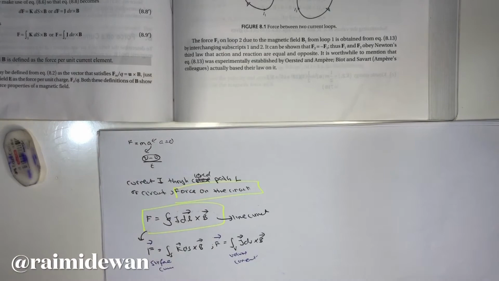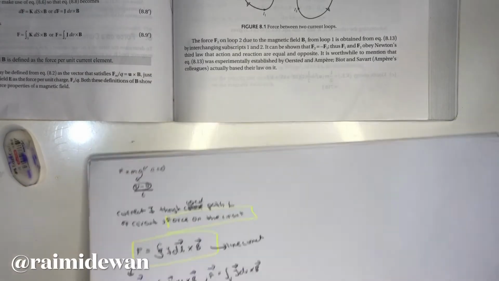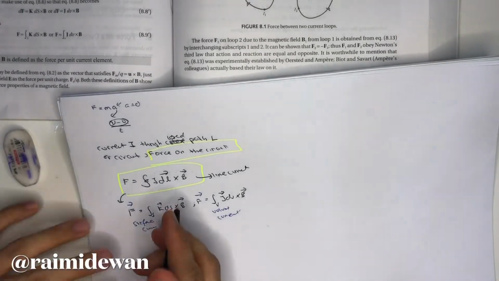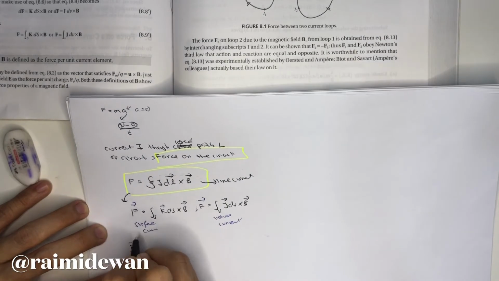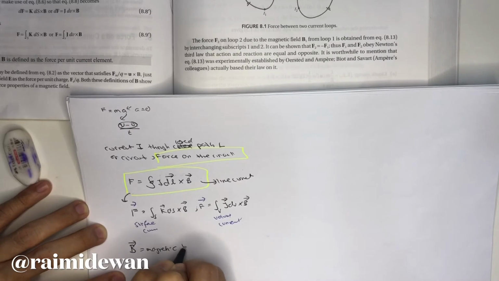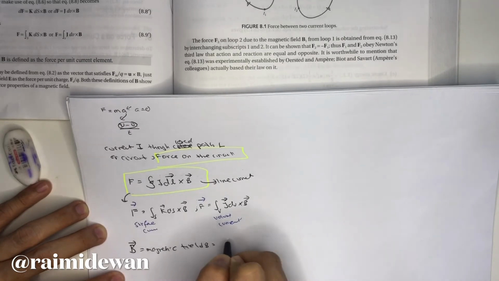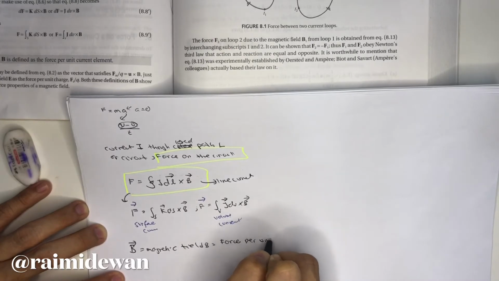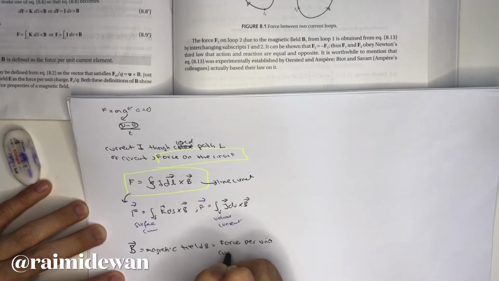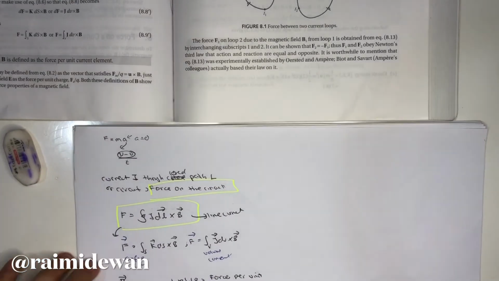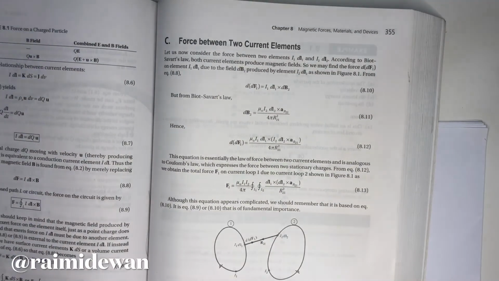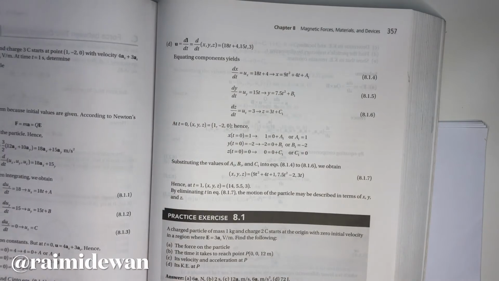So the magnetic field B is also defined as force per unit current element. Okay, so let me go a bit faster so that we will have some time to cover the exercise as well.